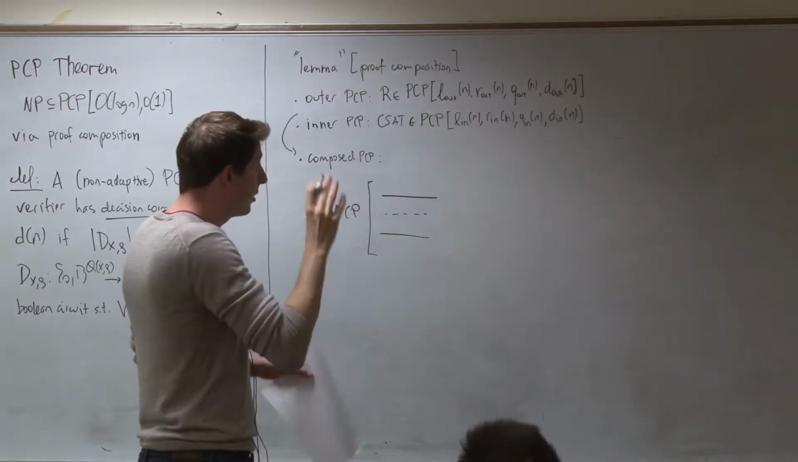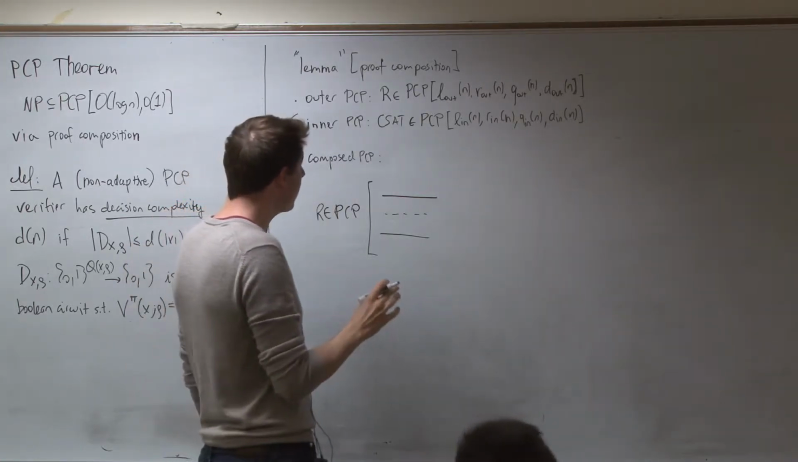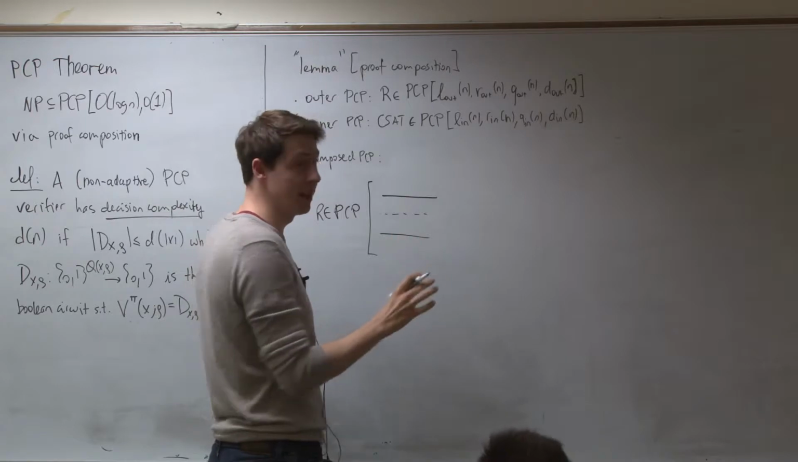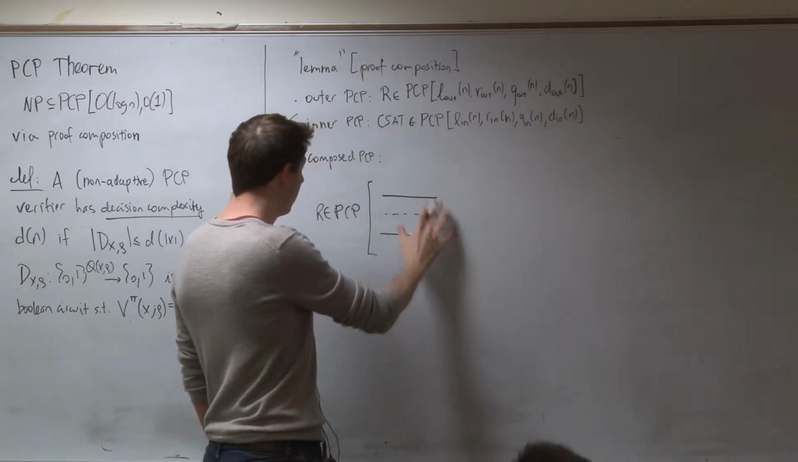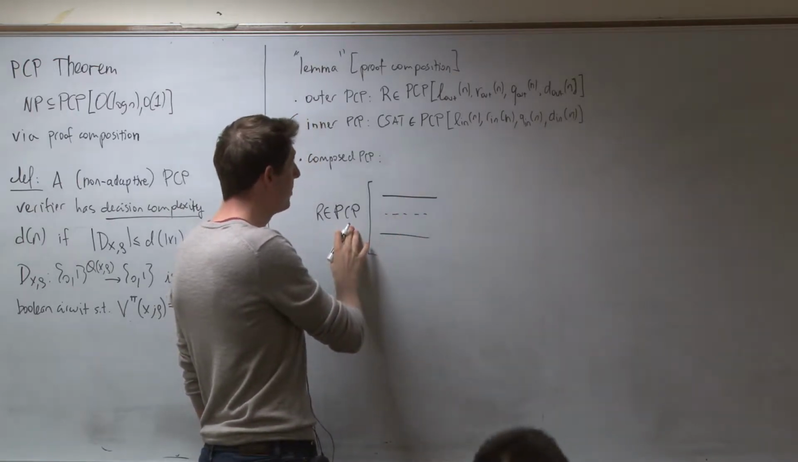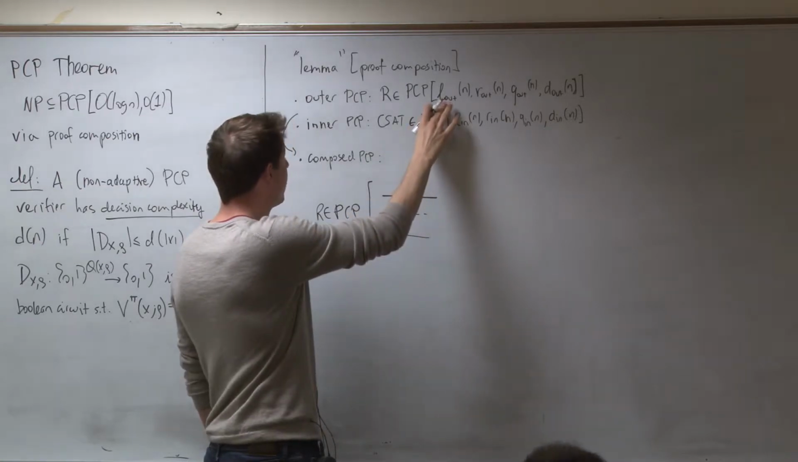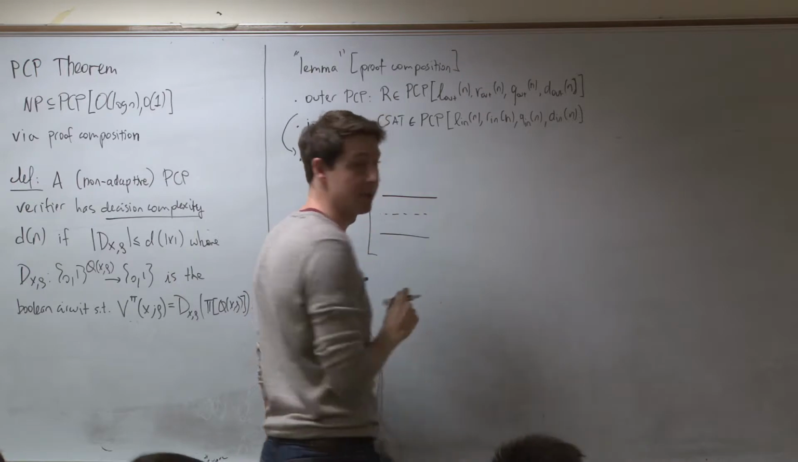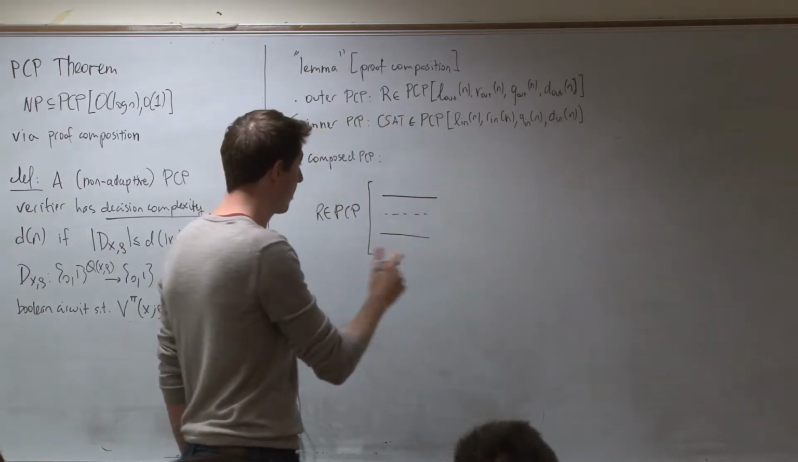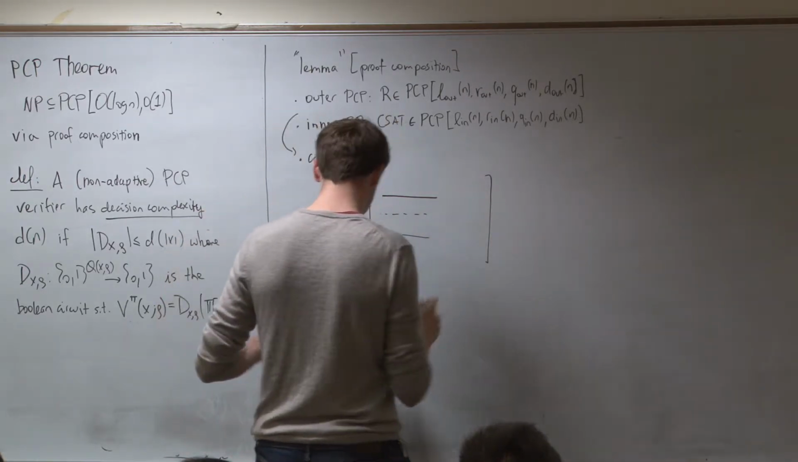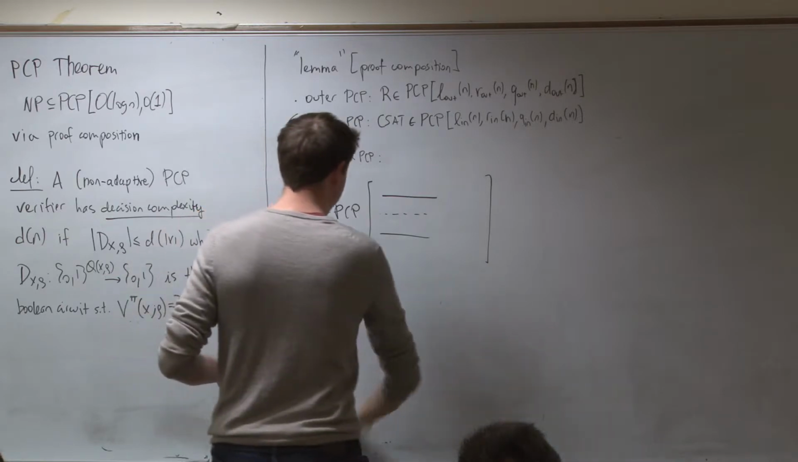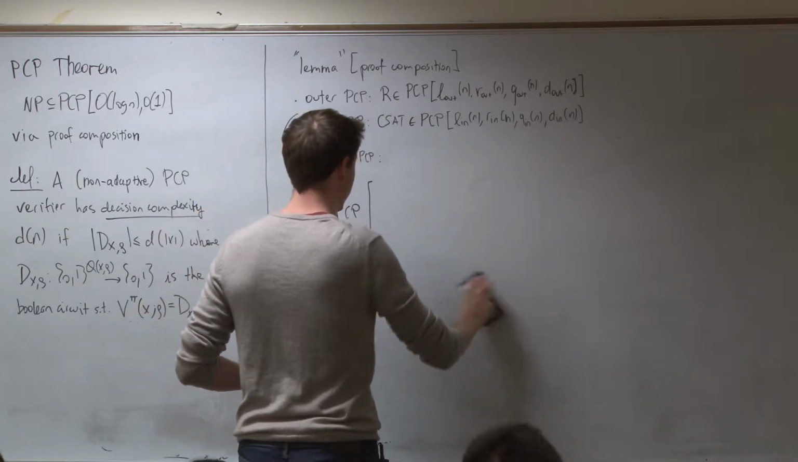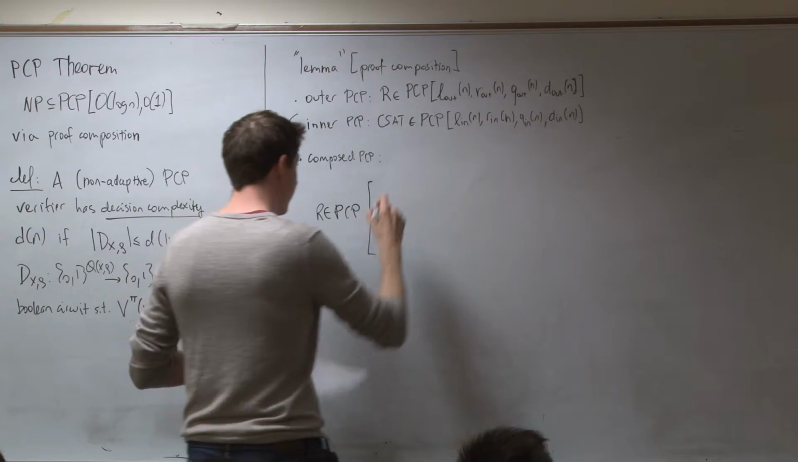Our grand plan was to say, look, we're going to compose things so that we inherit in the composed PCP the proof size of the outer PCP and the query complexity of the inner PCP. That's what we're going to try to do, and we're going to fill it in here. Actually, let me tell you the answer so we know the plan, and then we prove the actual lemma.